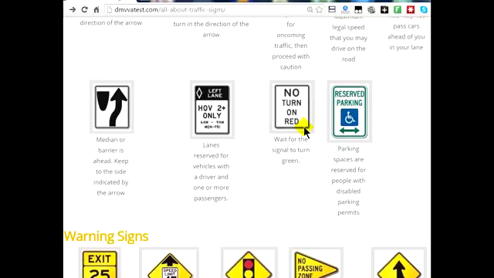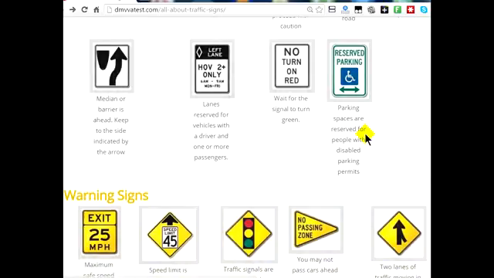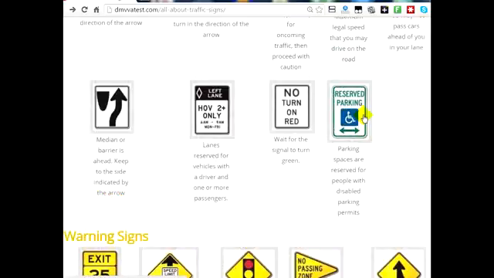This is a no turn on red sign, which means that if you're at a stoplight, you cannot take a right turn on red, and you have to wait for the light to turn green. When you see this sign that's reserved for parking, this means handicapped parking only. That means that only people that have a certified license plate that says handicapped or a handicapped sticker are the only ones that are able to park in the parking space.